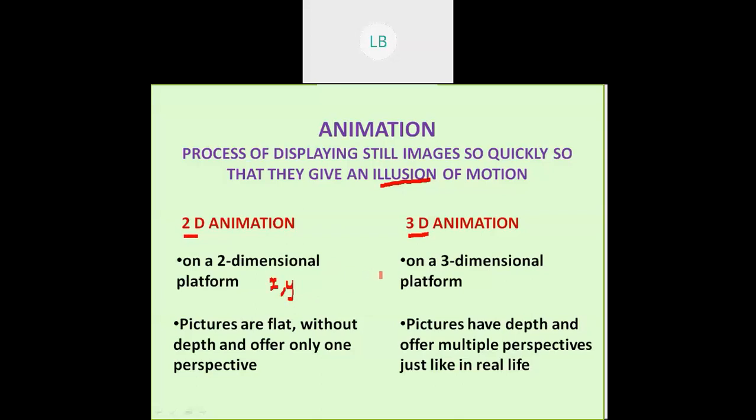While in three-dimensional animation, it occurs along the X, Y, Z axis. In 2D animation, pictures are flat, without depth, and offer only one perspective. Whereas in 3D animation, pictures have depth and offer multiple perspectives, just like in real life.